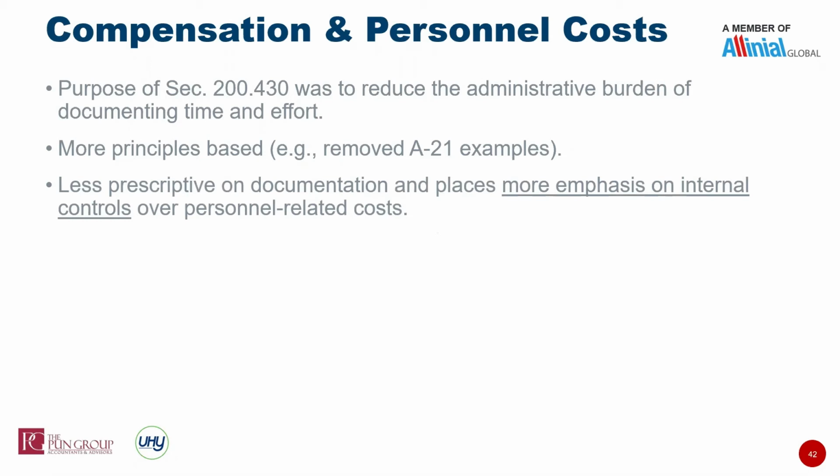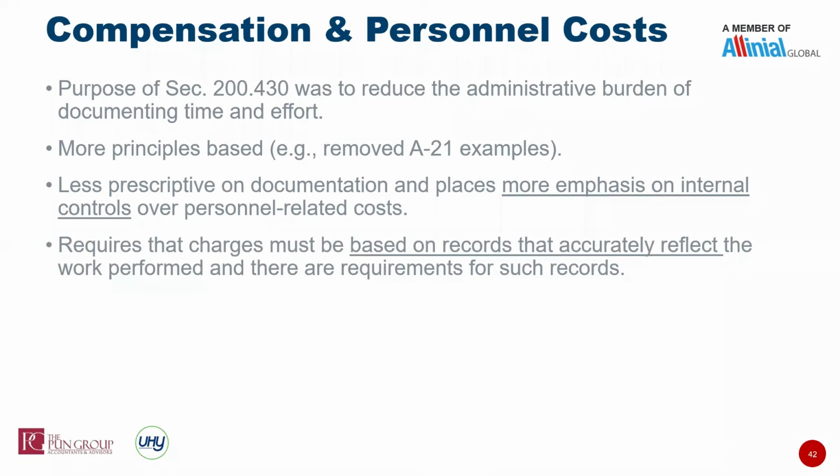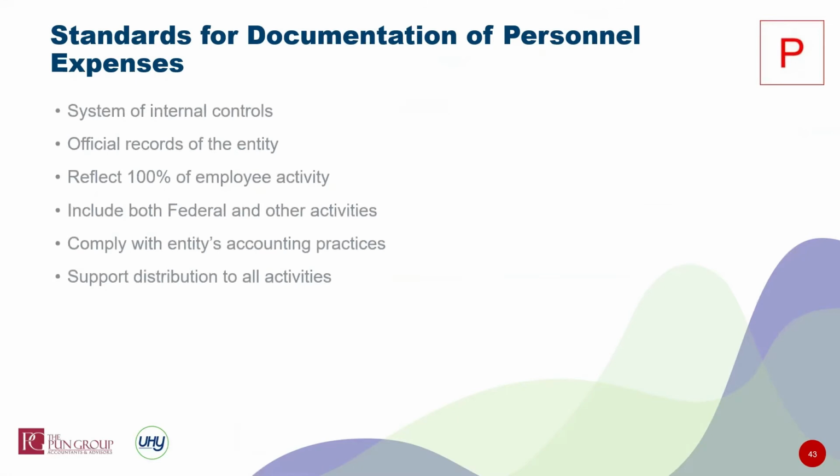So our testing of internal controls can be beefed up over payroll and less on the attribute testing. But again, it still requires that charges must be based on records that accurately reflect the work performed on the grant. And there are requirements for obtaining such records. And so standards for documentation of personnel expenses has been basically defined: it should be supported by a system of internal control, which provides reasonable assurance that charges are accurate, allowable, and properly allocated.